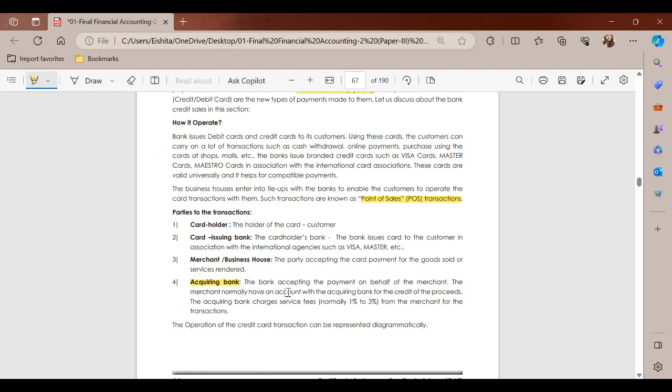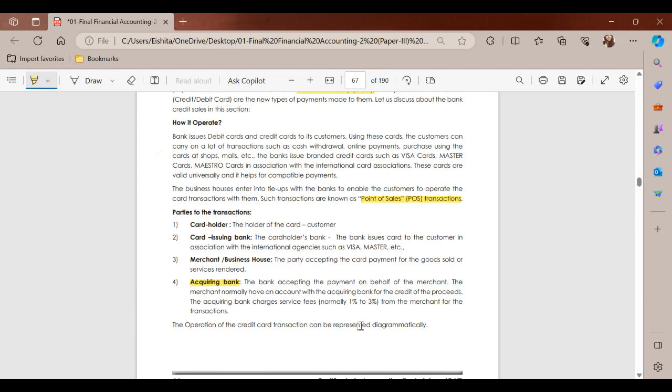That means here it is Haldiram, the party accepting the card payment for the goods sold or the services rendered. Which is the acquiring bank? The bank accepting the payment, which swipes the card. Okay. You go to Haldiram, the Haldiram person will swipe the card for you, swipe to his bank. The bank accepting the payment on behalf of the merchant. That is the merchant's bank.